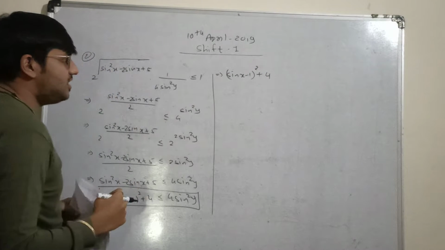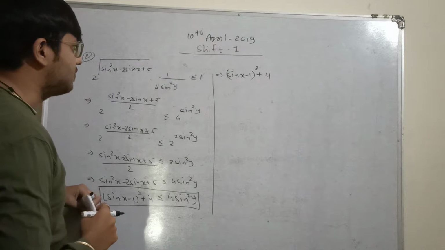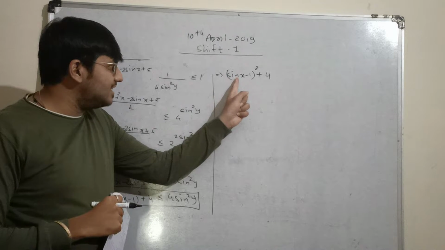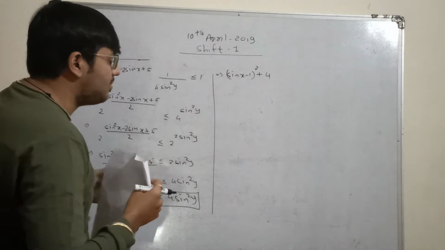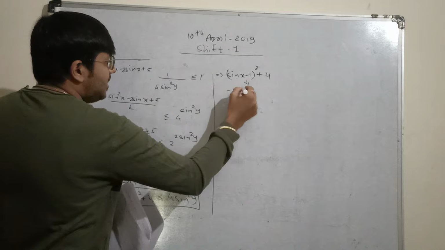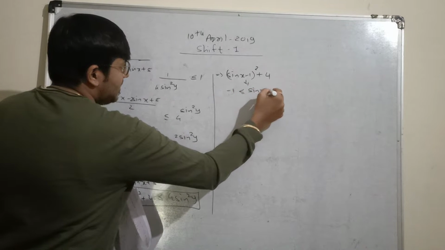This function has range between what? Let us find out that first of all. See, sin x has range in between minus 1 to 1. Let me write down that point. Minus 1 less or equals to sin x less or equals to 1.